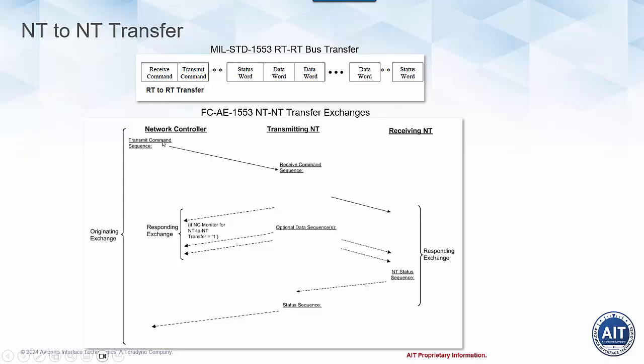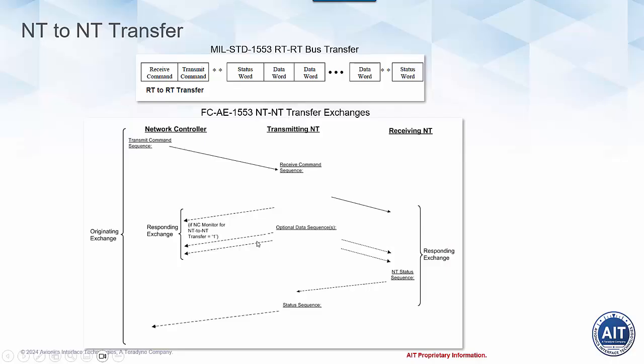So the way this looks on FC-AE 1553 network is the network controller is going to issue a transmit command sequence to the transmitting network terminal. The transmitting network terminal will then, as a response to that, issue a receive command sequence to the receiving network terminal. Then it will issue its data sequences to the receiving network terminal. Then the receiving network terminal will respond with its status sequence. When the transmitting network terminal receives the status, it will respond to the original network controller with its status sequence.